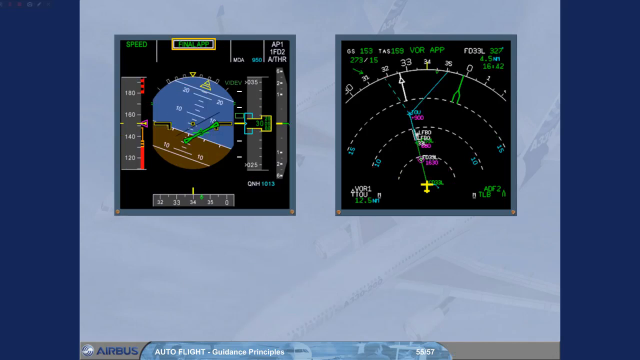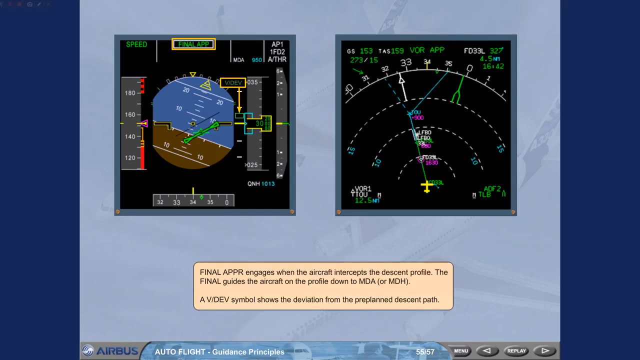Final approach engages when the aircraft intercepts the descent profile. The final guides the aircraft. A VDEV symbol shows the deviation from the pre-planned descent path.